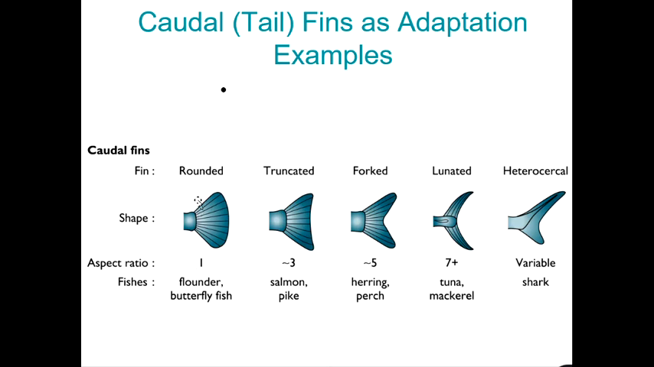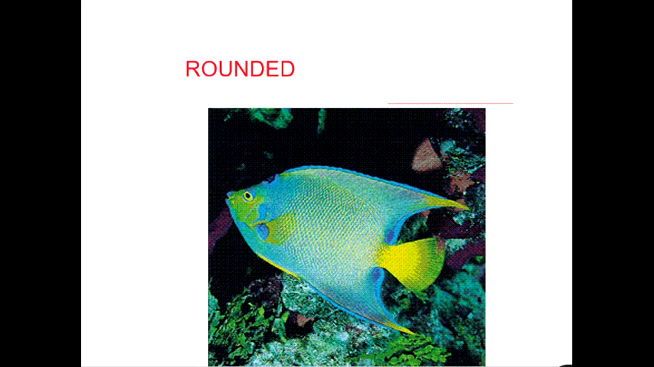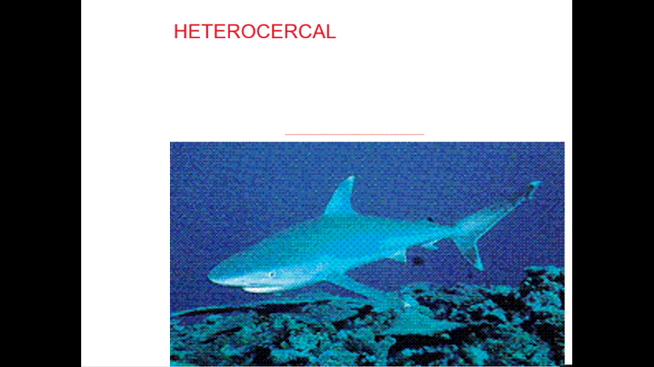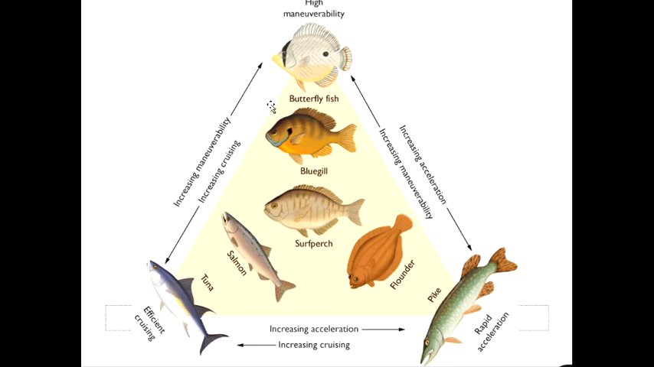So you have rounded tail fins, truncated, forked, lunate, heterocercal, and again, different pictures showing these different things. The size of the fish and then the tail fin allow the fish to either amplify their acceleration, their speed, their cruising, like how long can they maintain an active trajectory, or their maneuverability, this business of turning on a dime. And you can place every fish, marine and freshwater, somewhere on this diagram here.